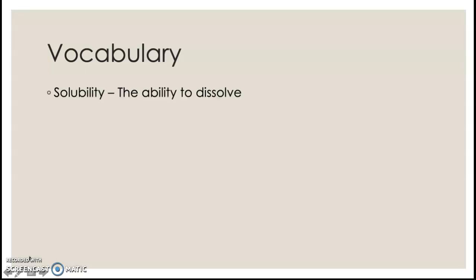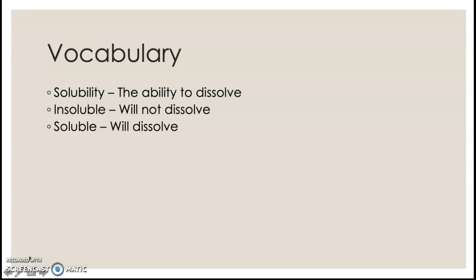Solubility is the ability to dissolve. So, anytime we have a substance dissolving in another substance, we're talking about it having some sort of solubility. Okay, something that is insoluble means it will not dissolve. And something that is soluble means it will dissolve. Now, substances can be soluble or insoluble in different materials. So some substances will dissolve in water, but they won't dissolve in oil. So solubility is really dependent on many factors.